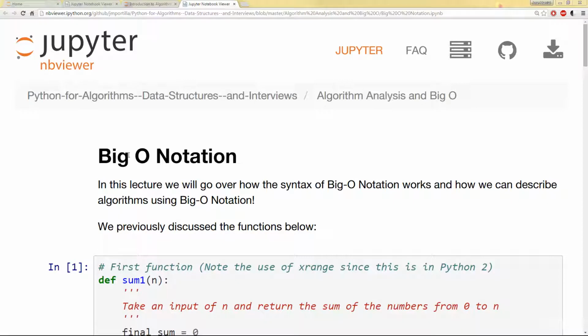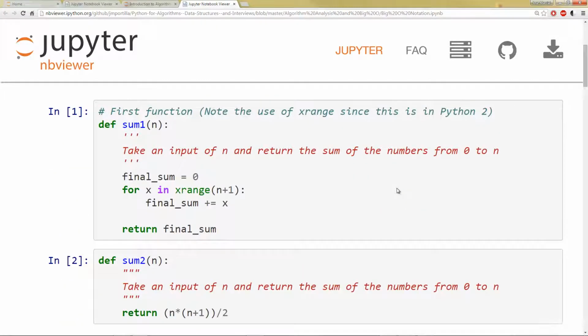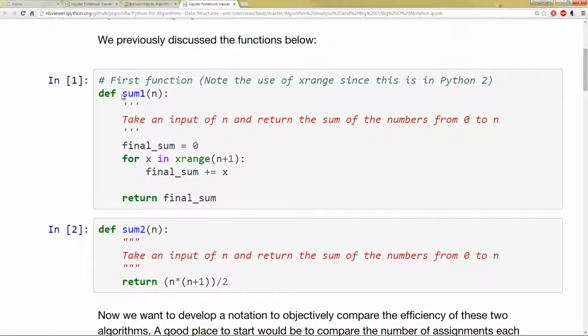Alright, this is the Big O notation notebook. And I recommend that you actually read through this notebook, and then if anything doesn't make sense to you, come back to this video lecture, where we're going to be going over it. Alright, so we previously discussed these two functions. And now remember, these functions take in an n, and then they return the sum of the numbers from 0 to n. The first one did it iteratively, and then the second one took this algorithm, this n times n plus 1 divided by 2.